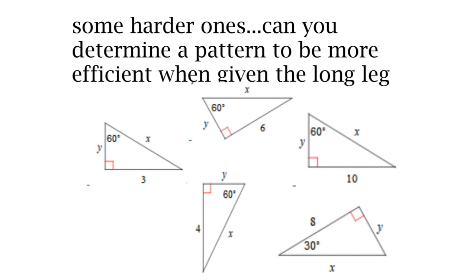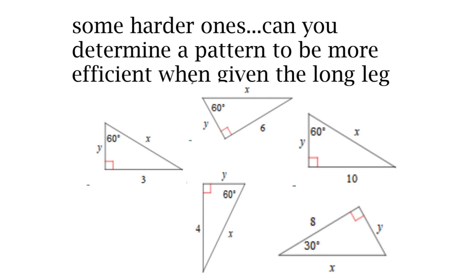Okay, so on these, the trickiest scenario is when they give you the long leg, and it doesn't happen to have a root 3 with it. So let's look at several of these. Every one of them, I'm giving you the long leg. Some are going to come out nicer than others, but the process will be the same. To get to the short leg, I have to divide by root 3.